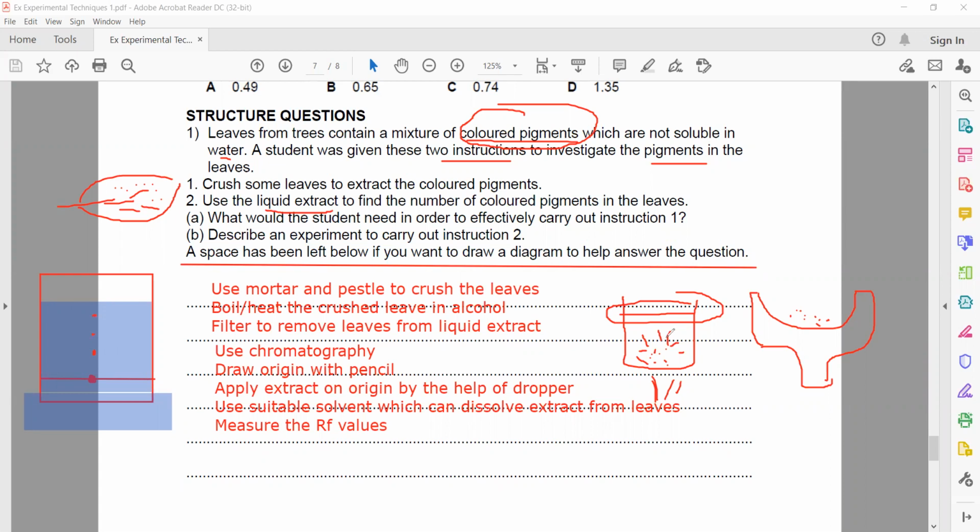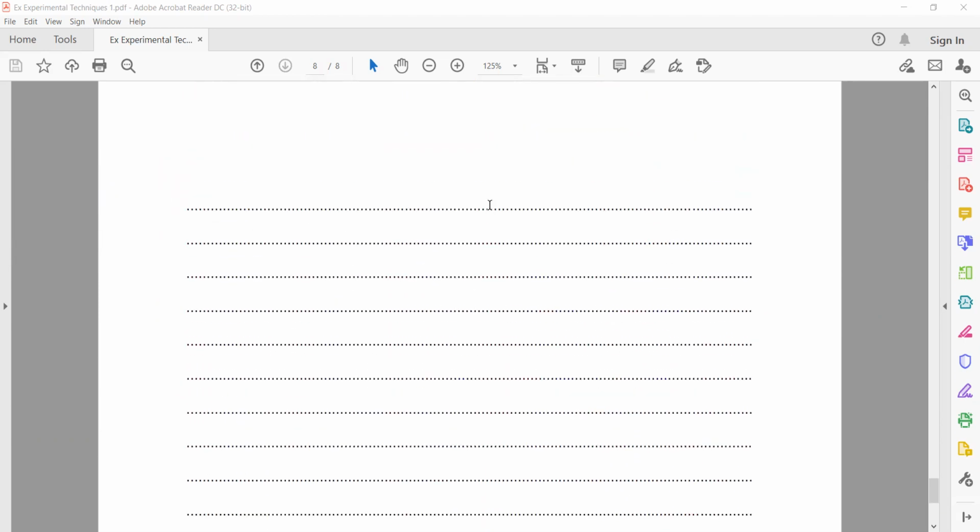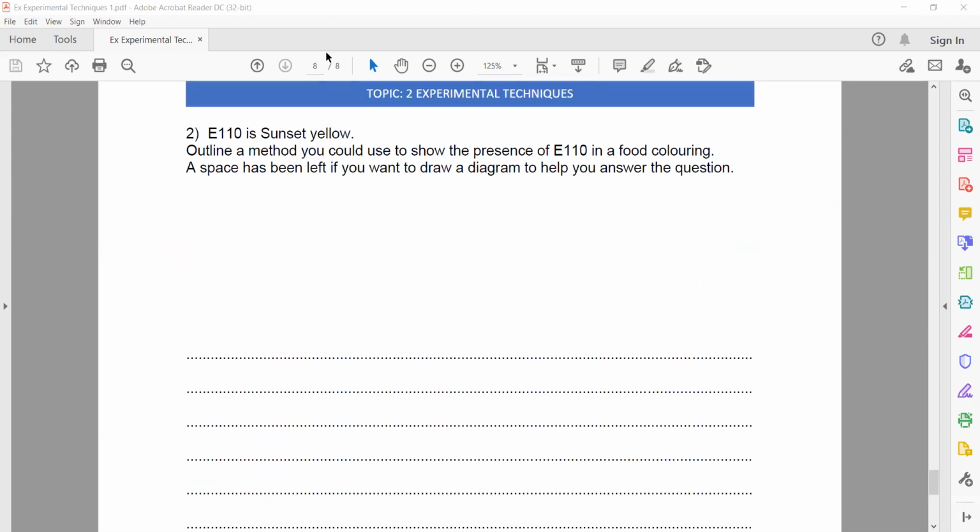Yes, Abdullah Sarfraz. Okay, next question. They mention E110 is a sunset yellow. I told you that these are numbers given for food colors. Outline a method you could use to show the presence of E110 in a food coloring. So how can we check that there is a food coloring and that it contains E110?